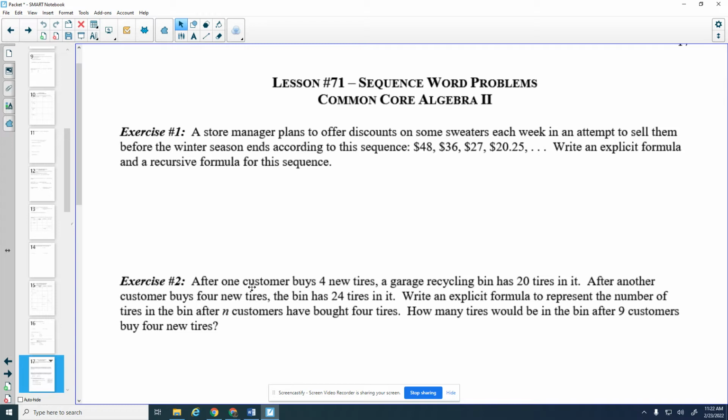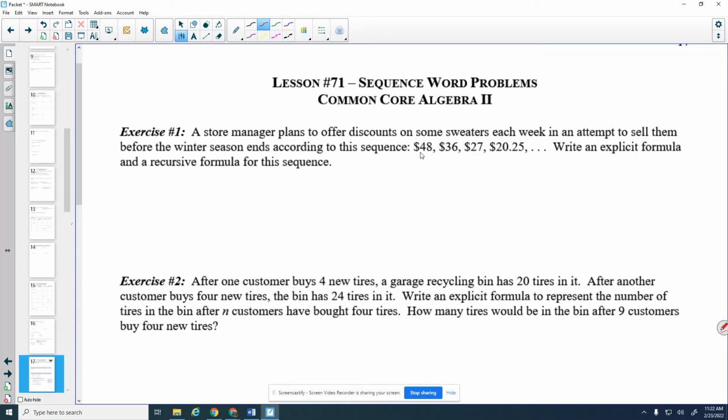So the first task we have to figure out is if it's arithmetic or geometric. Arithmetic is easiest to check. So if I go down the line, if I subtract these two, 48 minus 36, that's going down by 12. The next one is going down by 9, so it does not look like it's arithmetic.